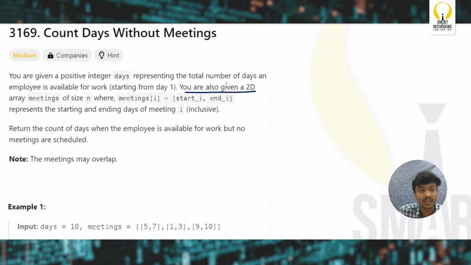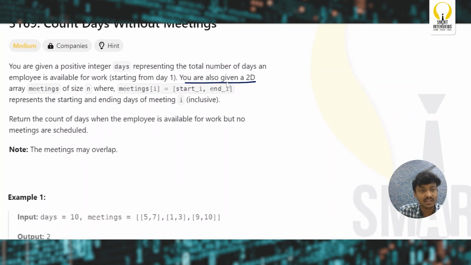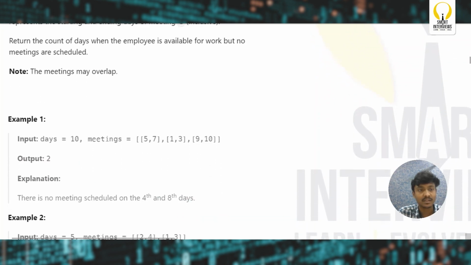You're also given a 2D array meetings of size n, where meetings of I represents the start time and end time of the ith meeting. Okay, so that's what they are saying, representing the starting and ending days of meeting I, inclusive. So our objective is to return the count of days when the employee is available for work but no meetings are scheduled. That means you should only return the number of days when he's only working and not attending any meeting. And they are saying that the meetings may overlap.